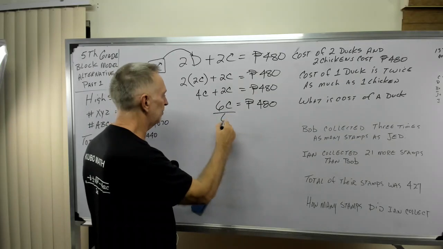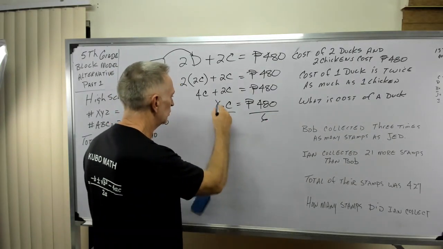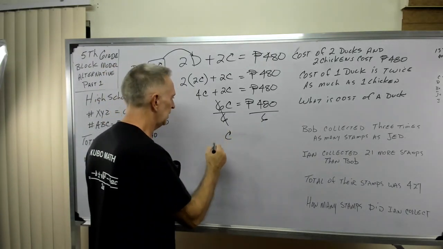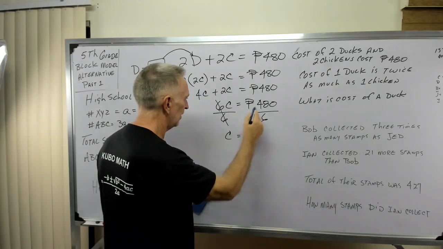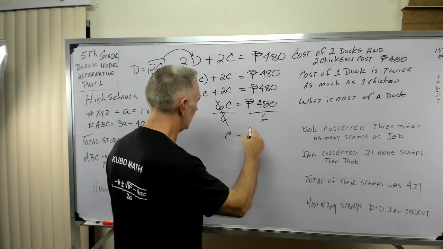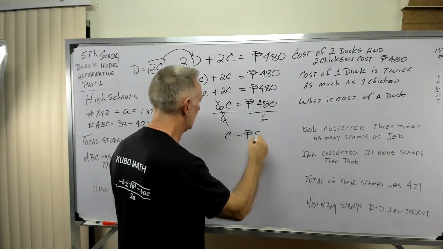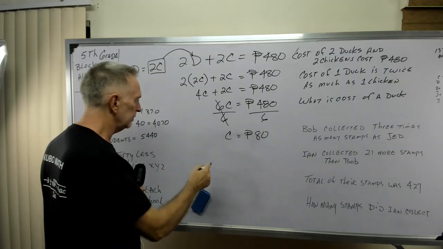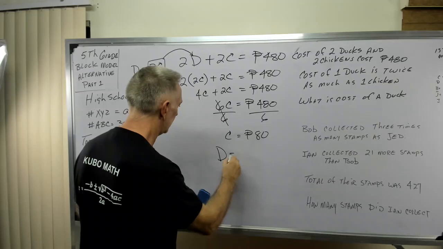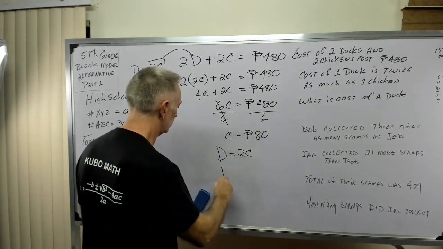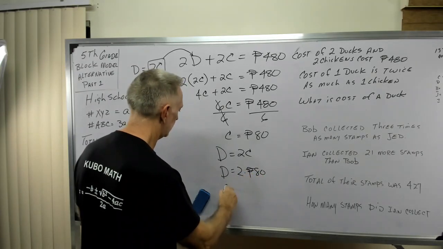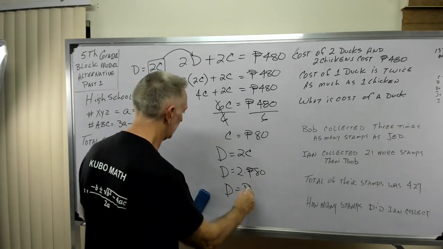So I'm going to divide both sides by 6. 6 divided by 6 is 1. 1 times C is C. So 1 times chicken is chicken. 480 pesos divided by 6 gives me 80 pesos. Well, the question is, what's the cost of a duck? A duck equals 2 chickens. So duck equals 2 times 80, and duck equals 160 pesos.